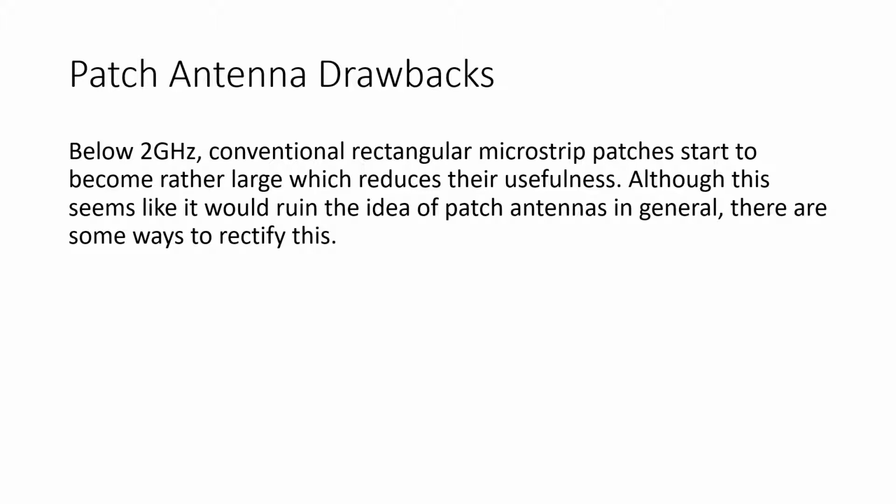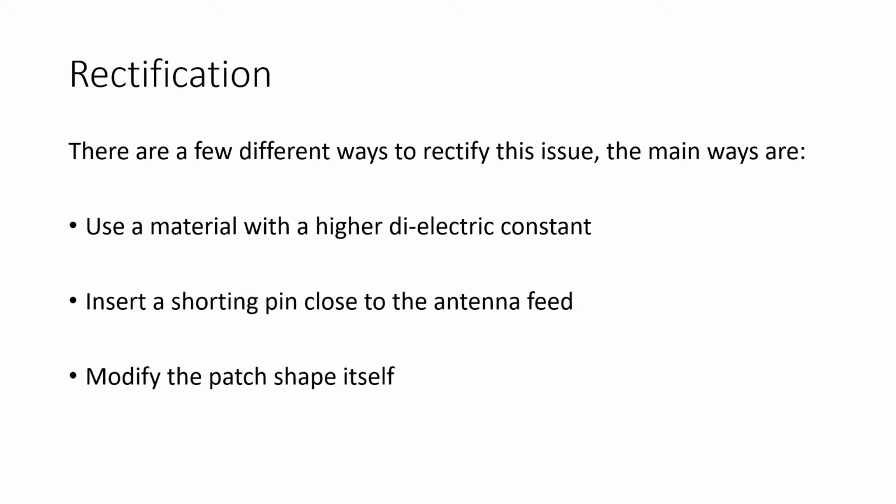Revisiting the drawback from earlier, when microstrip antennas are applied in the frequency range below 2 GHz, the conventional rectangular microstrip patches start to become rather large, which reduces their usefulness. Although this seems like it would ruin the idea of patch antennas in general, there are some ways to rectify this. There are a few different ways to rectify this issue.